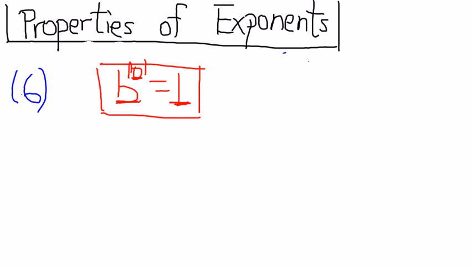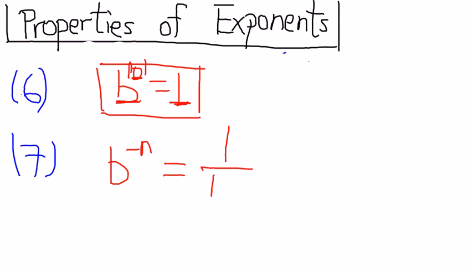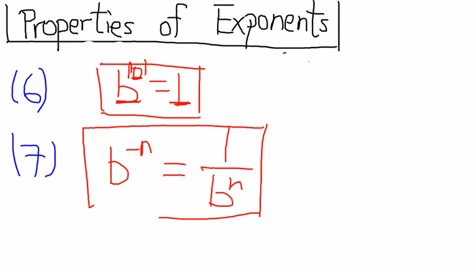And the next property is about a negative exponent. Whenever you have a negative exponent for any base b, it is the same as writing down a fraction 1 over b to the power n. Again, there's a reason behind that, but I try not to confuse you here. So you just have to memorize that whenever the exponent has a negative sign, you can write it down as the fraction on the right side here.